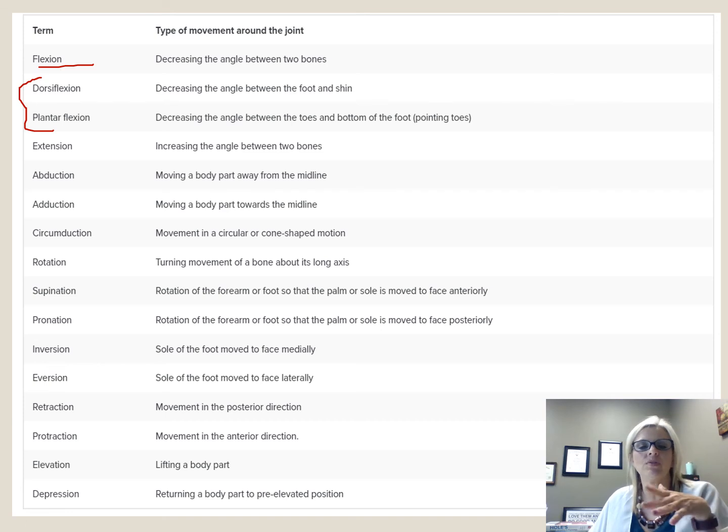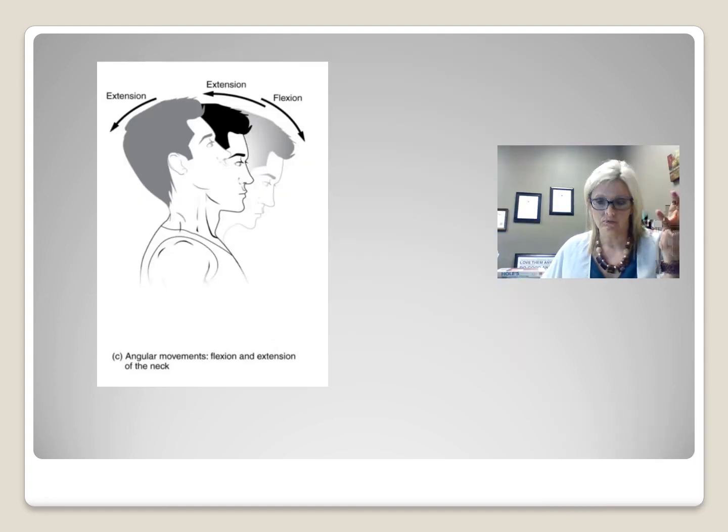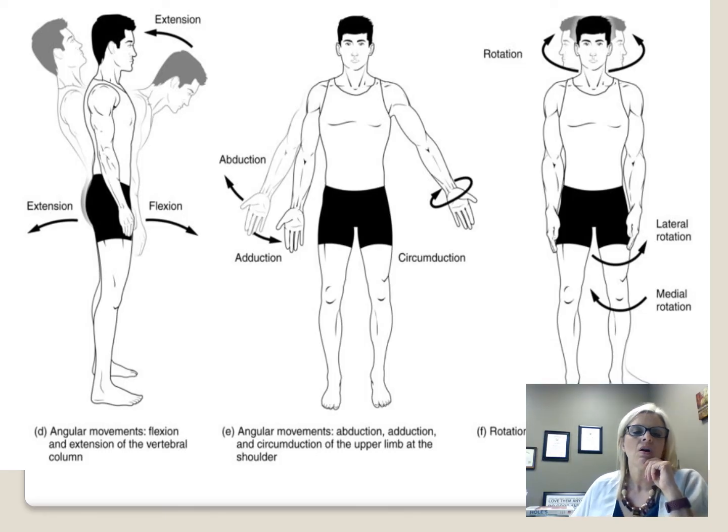Okay, so be sure and read through these and learn these terms. It's really going to help you. So these drawings are really good. You can see flexion going this way, flexion when you bend the knee, extending, straighten the leg, extension coming back this direction. Here's your flexion and extension of the head. All right, so this is showing you again flexion and extension of your vertebral column, flexion and extension. Of course, we know we have hyperextension.